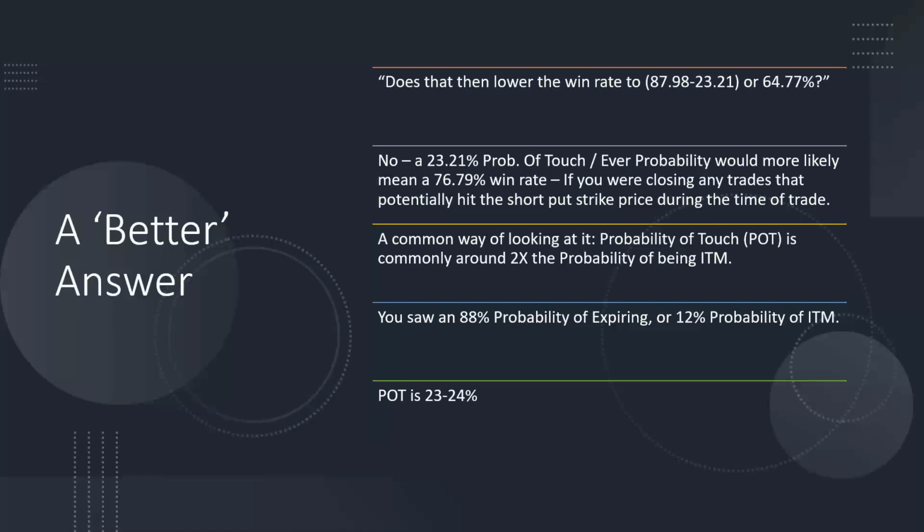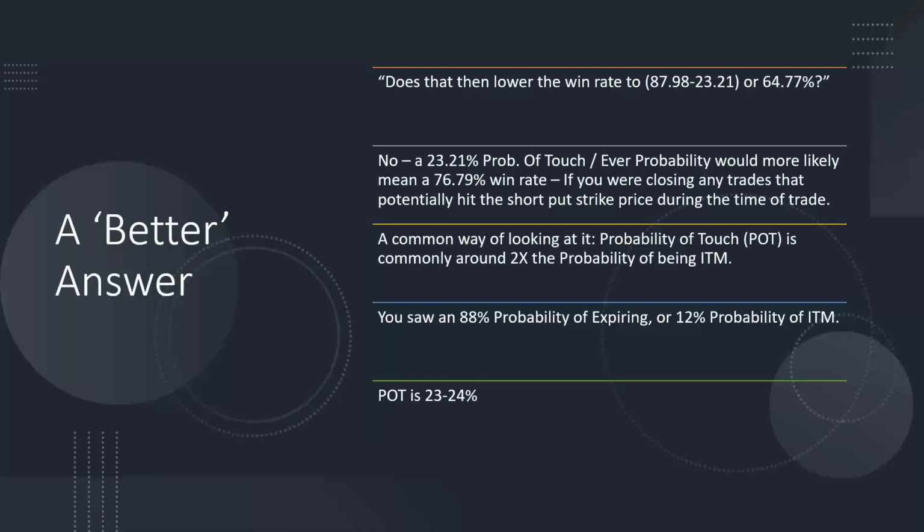So the better answer to his question, whether subtracting the ever probability from the static probability lowers the win rate to 64.77%, is no. In my opinion, a 23.21 probability of touch, ever probability, would more likely mean a 76.79% win rate, if you were going to close any trades of this style, bull put credit spread, if the underlying security moved down in price and hit the short put strike price during the time of the trade, which is a common way of doing it.